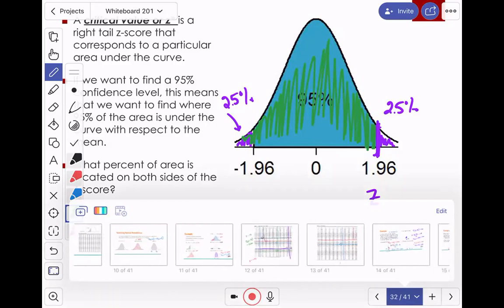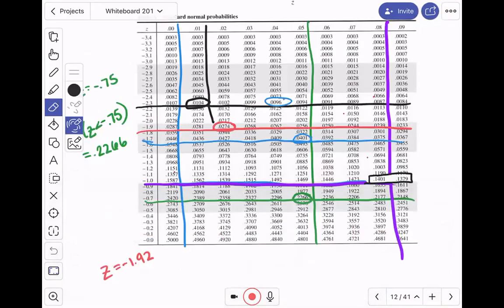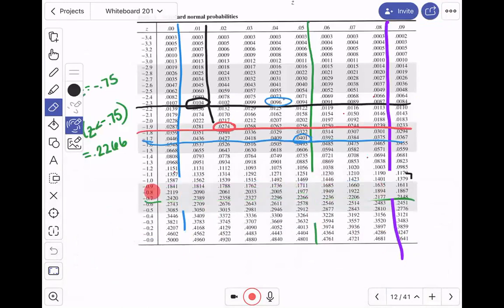I probably need a new chart here pretty soon. Let me erase this stuff on this chart so we can see it better.